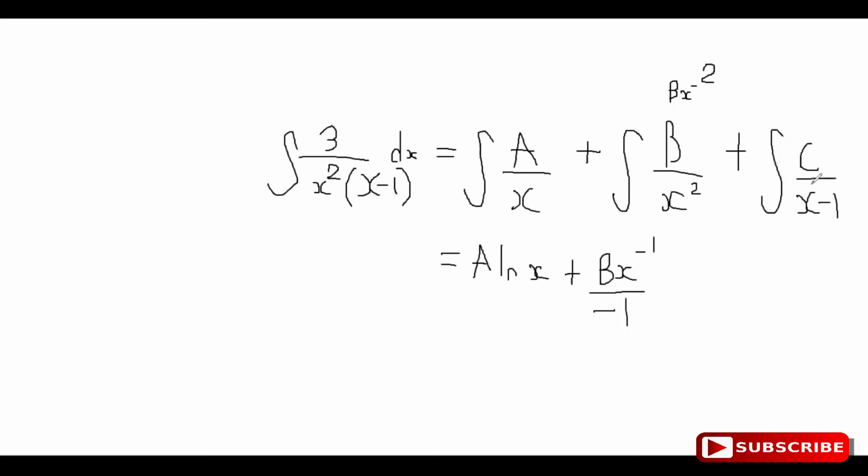Then when we're integrating c over x minus 1, it is just plus c ln x minus 1. Now this bx to the minus 1 over minus 1, I can just write it as minus b over x. So that's what we're looking for. We're looking for an answer that is a ln x minus b over x plus c ln x minus 1. That's what we're looking for.